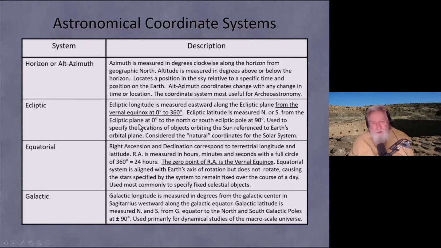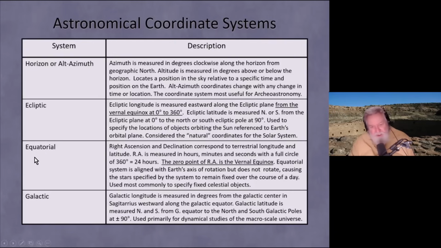Ecliptic latitude is measured north or south from the ecliptic plane at 0 degrees to the north or south ecliptic pole at 90 degrees. It's used to specify the locations of objects orbiting the sun, referenced to Earth's orbital plane, considered the natural coordinates for the solar system.